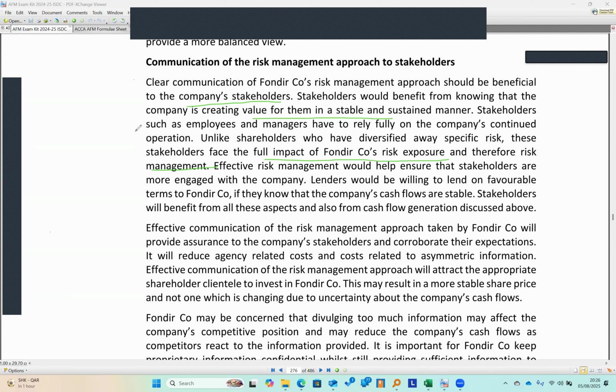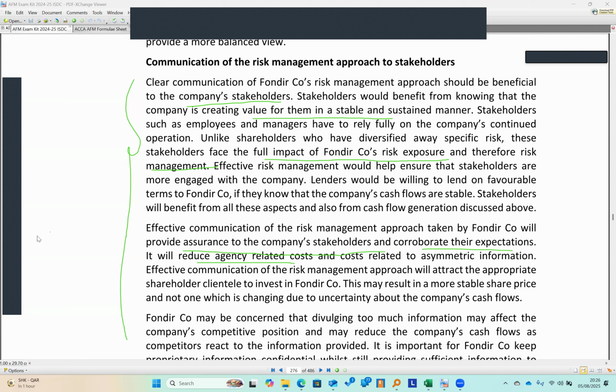Now, all these points don't have to be made in one big paragraph. You can see here they are mixing things up, and it's better to always have a paragraph for each point you are making, so that the examiner can see how you're flowing. Also, assurance is given to the company stakeholders and corroborates their expectations, reduces agency costs, and also attracts appropriate shareholder clientele to invest in the company.